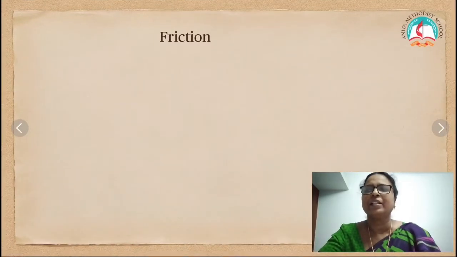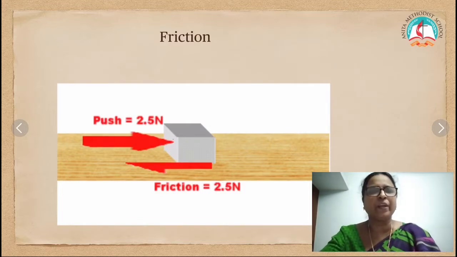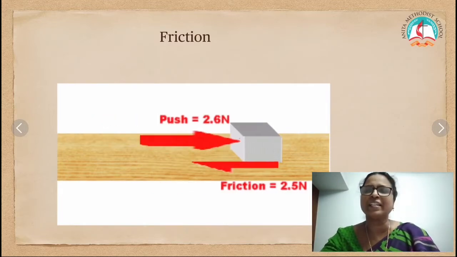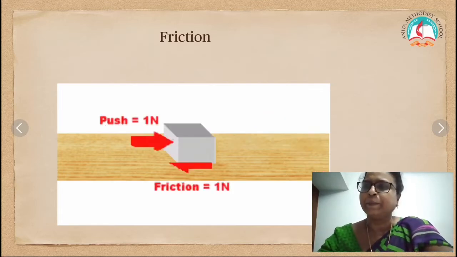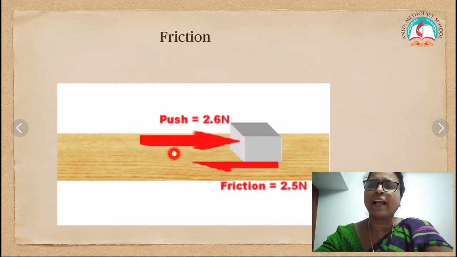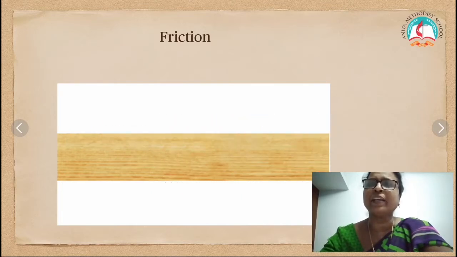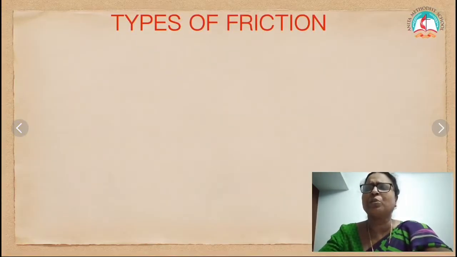Okay. Then you are going to see friction. Here the frictional force is always in the opposite direction of the moving body. Here you can see that the frictional force always acts opposite to the moving body. This is friction. Okay. Next we are going to see the types of friction.